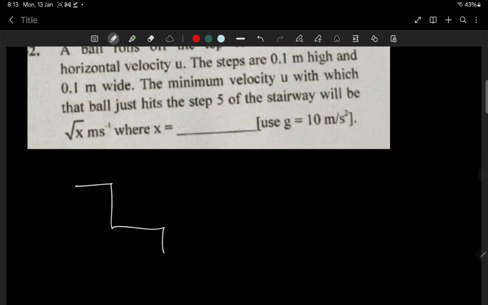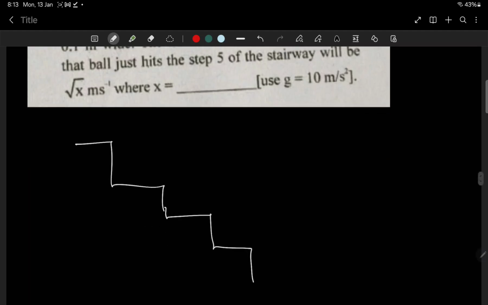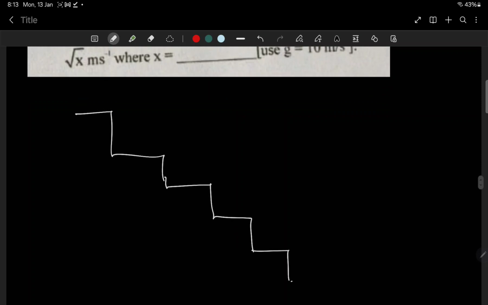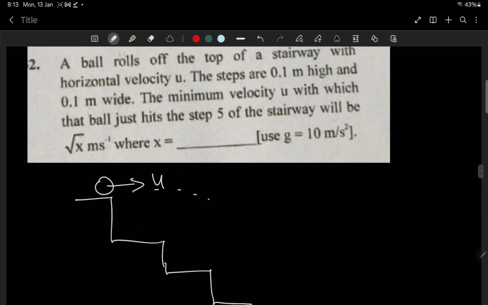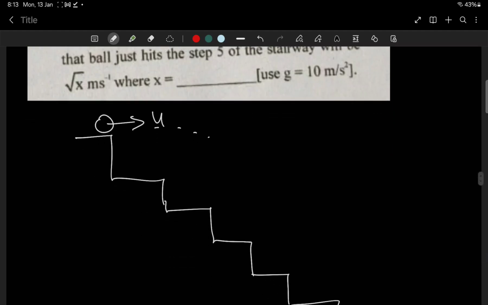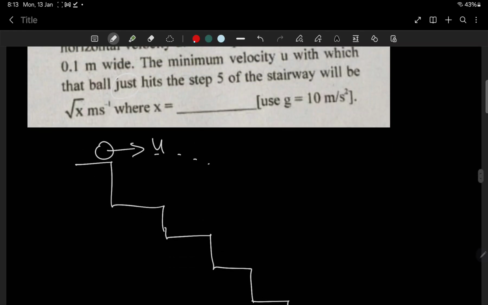So they are telling that there are steps like this. Let us draw some steps. So a ball is here. It is coming down with the u velocity. What should be the minimum velocity u with which the ball just hits the step 5? So ball just hits. This word just is very important. So they are telling that the ball just hits the step 5.